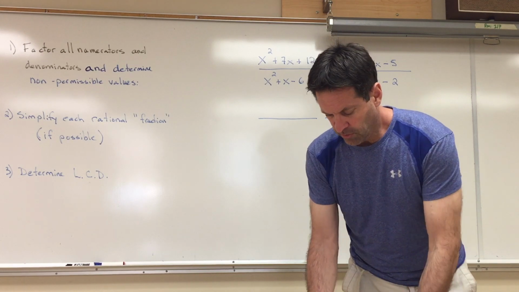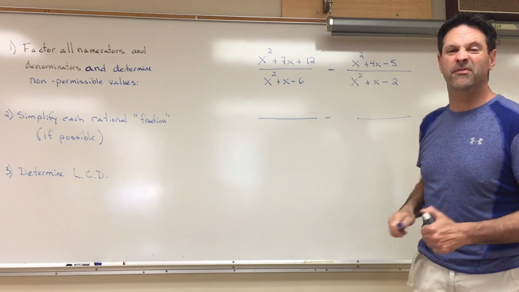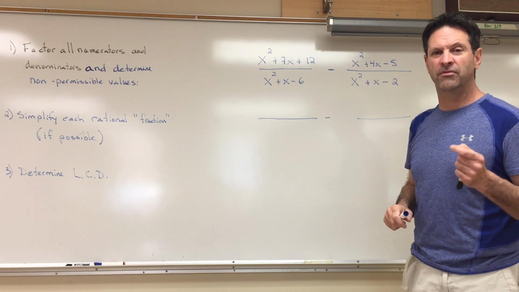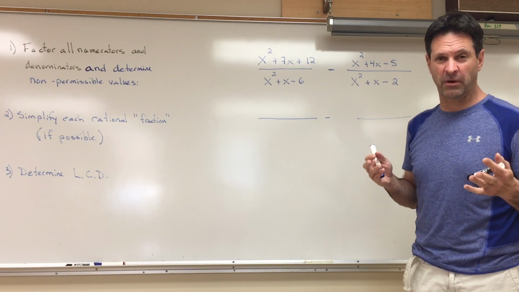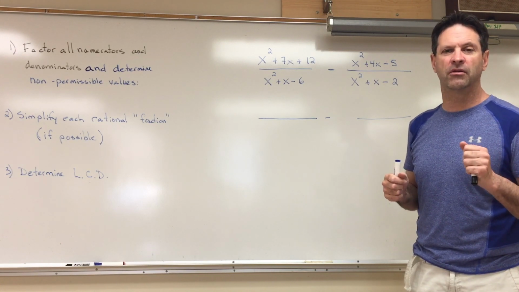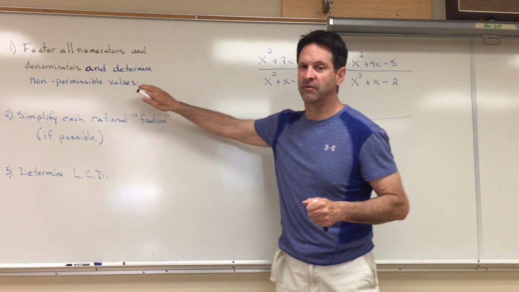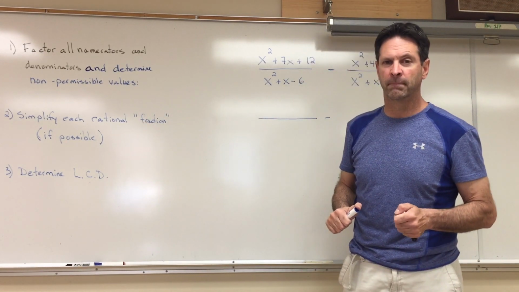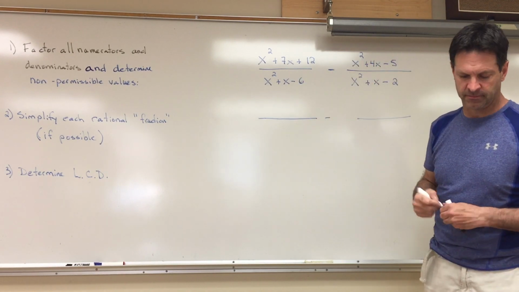So how would you approach this? Well, what I would start with is, we've got all our numerators and denominators. Factor them all. Always factor. If you're wondering where to start when you're adding, subtracting, or doing anything with rational expressions, factor all your numerators, factor all your denominators, and find the non-permissible values. You can put this on pause, and you can do that right now. Factor the numerators and the denominators.